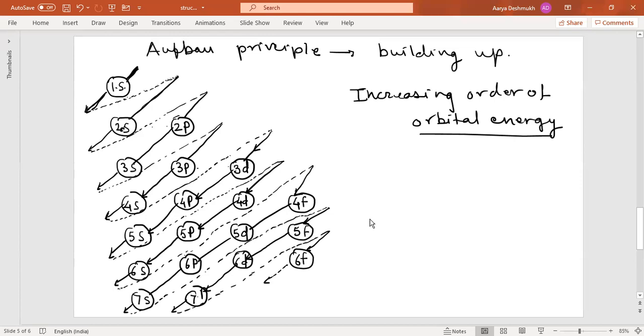In the next lecture, we'll talk about Pauli's exclusion principle and Hund's rule. Some people call it Hund's rule also. Both pronunciations are correct. So we'll stop here. Just practice drawing this diagram, which is very important. Then we'll try to write down the electronic configuration. Thank you.